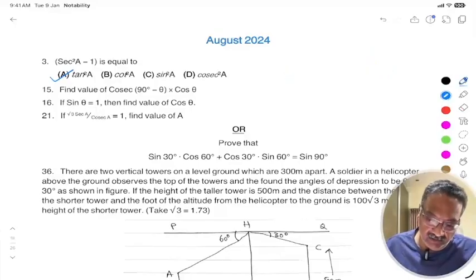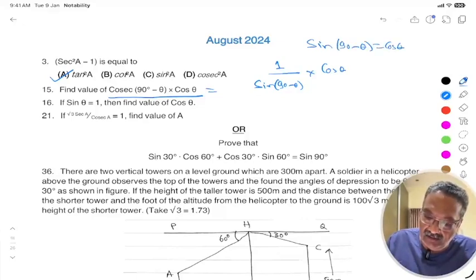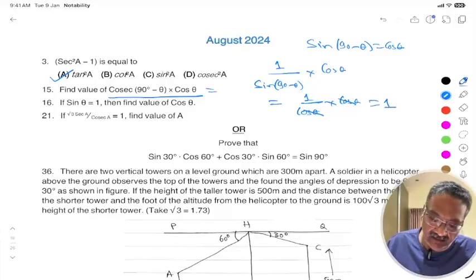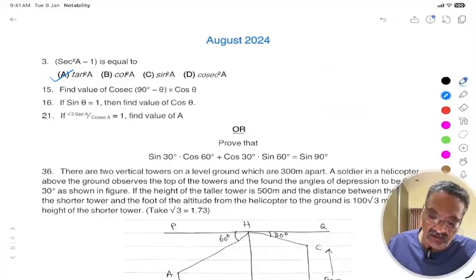Alright. Second question, find the value of cosecant 90 minus theta into cos theta. See, cosec is equal to 1 by sin 90 minus theta into cos theta. What is sin 90 minus theta? We know that sin 90 minus theta is equal to cos theta. So this is equal to 1 by cos theta into cos theta. So cos theta cancels, answer is 1. So the value of this is 1. Okay. You have to write it neatly. It's a 1 mark question.